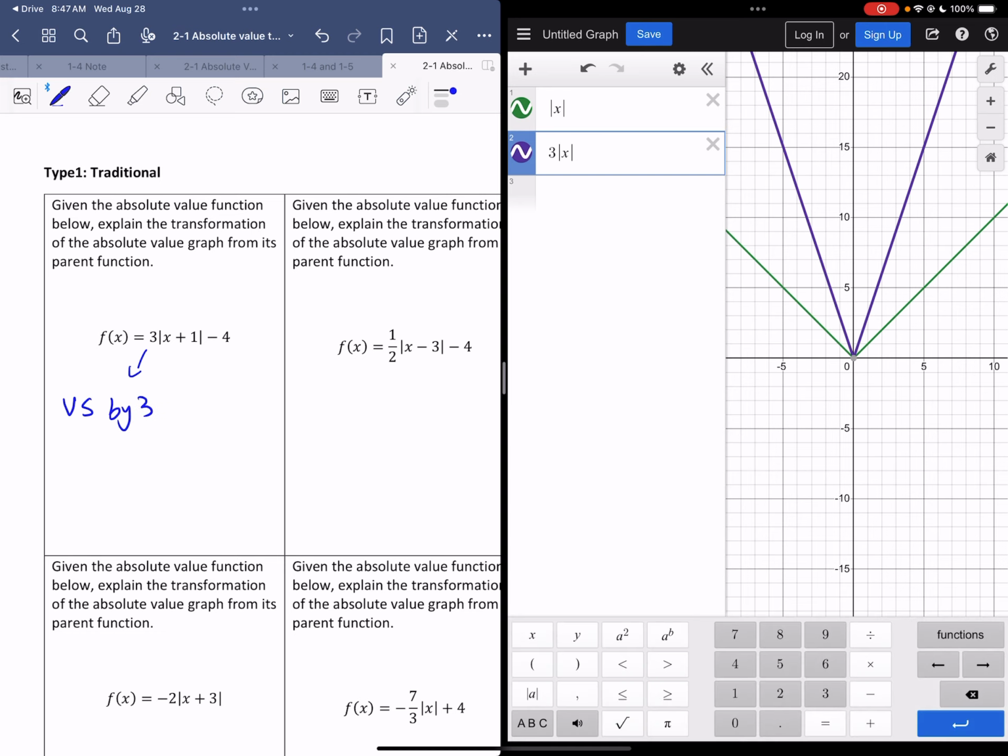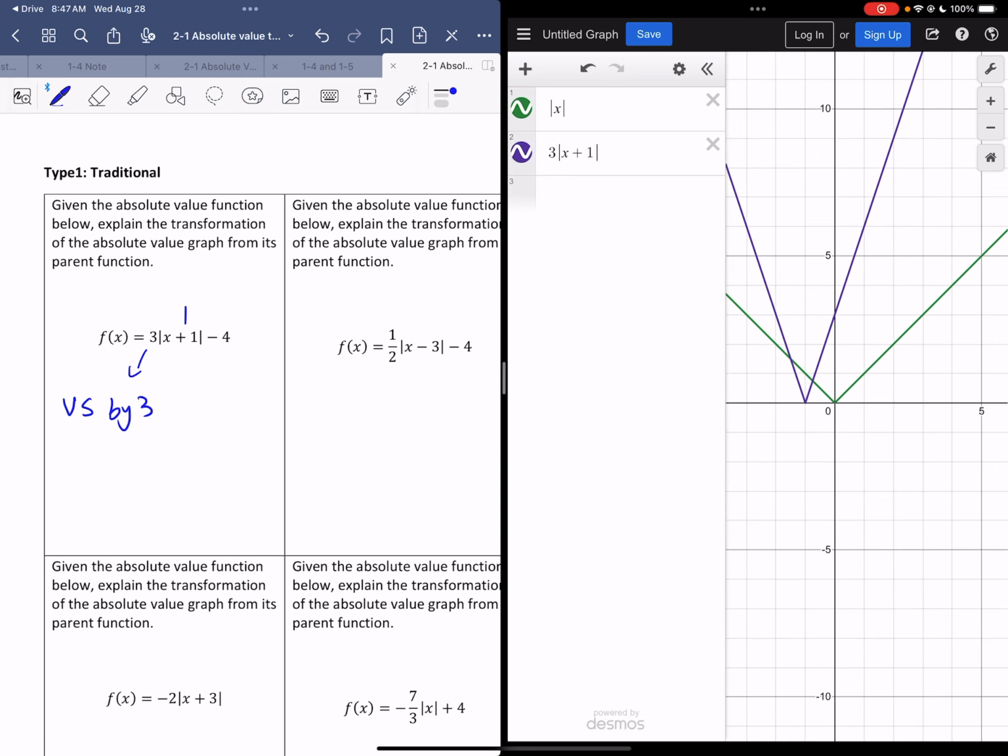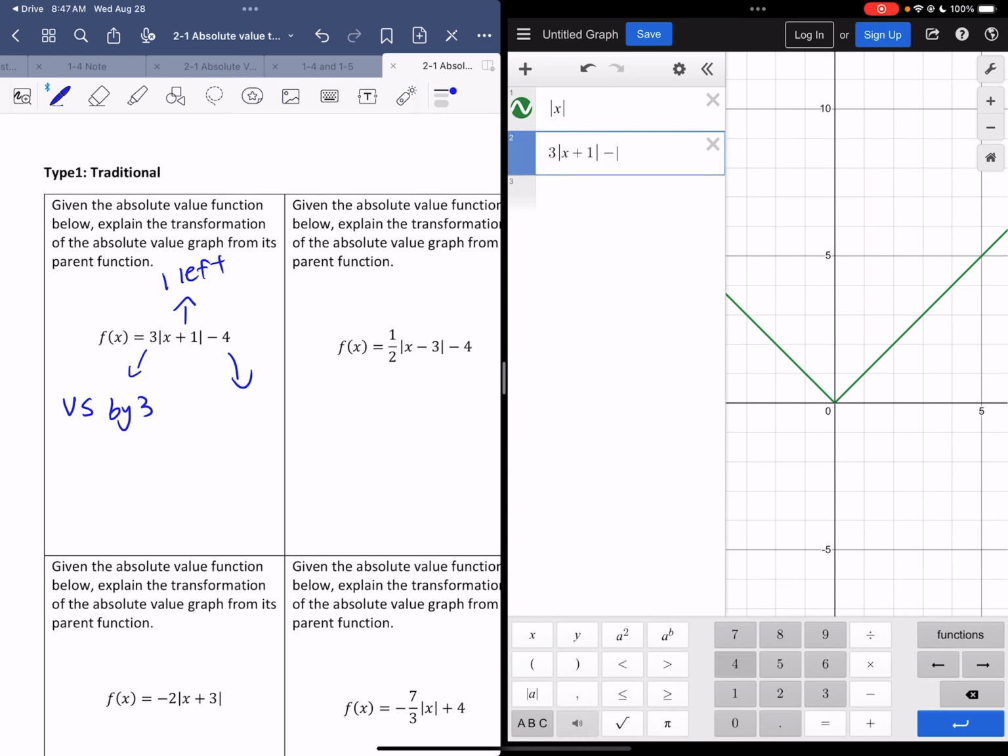And if you put plus 1, do you see it moves 1 to the left here? So you're going to put 1 left. And minus 4 should be 4 down. Minus 4, do you see? And then it moves 4 down. That's what you have to know.